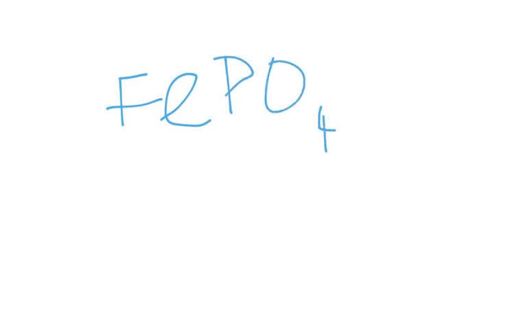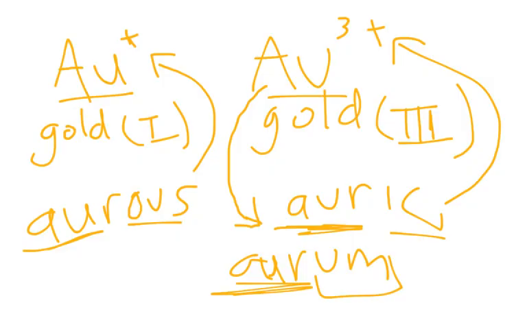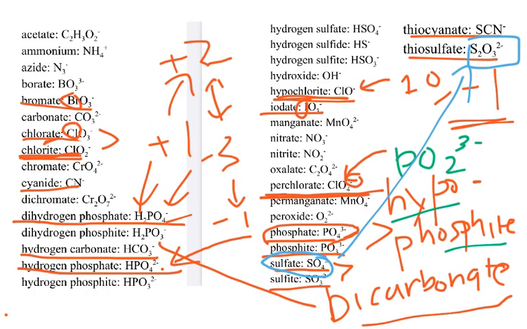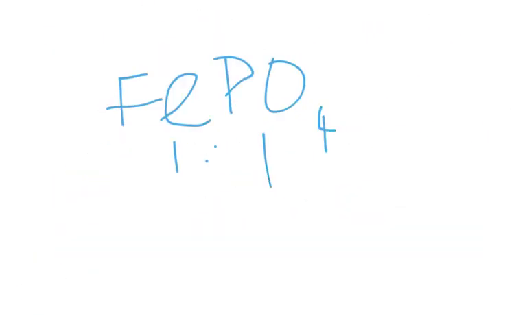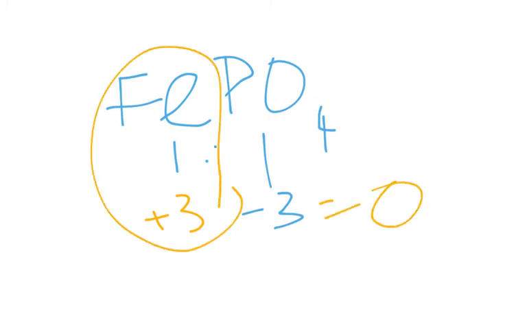What if we combined iron and phosphate? So my challenge is for you to determine the charge on iron. And I'm not giving you any information except for the fact that they combine in a 1-to-1 ratio. So we know that phosphate, according to our list of polyatomic ions, has a minus 3 charge. So let's use that to our advantage. So if this has a minus 3 charge and they're in a 1-to-1 ratio, that means that iron must have a plus 3 charge, and they have to cancel out to be 0. So this iron is in its plus 3 form.